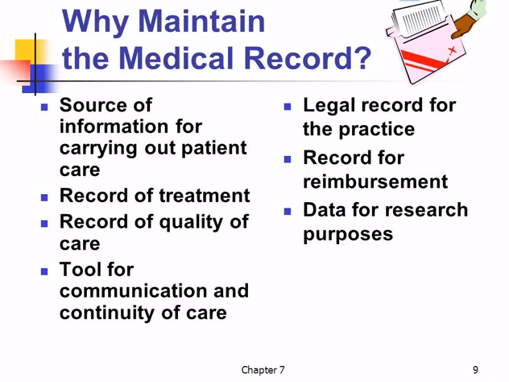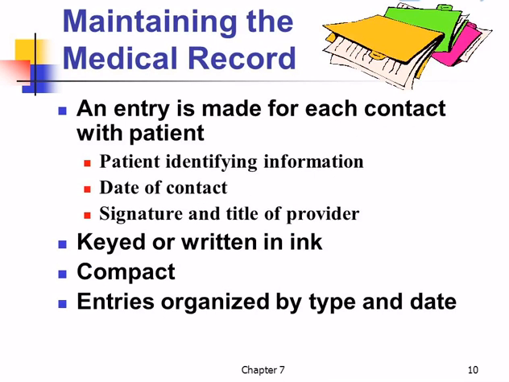Chapter 7. Maintaining the medical record. An entry is made for each contact with patient. Patient identifying information. Date of contact. Signature and title of provider. Keyed or written in ink. Compact. Entries organized by type and date.